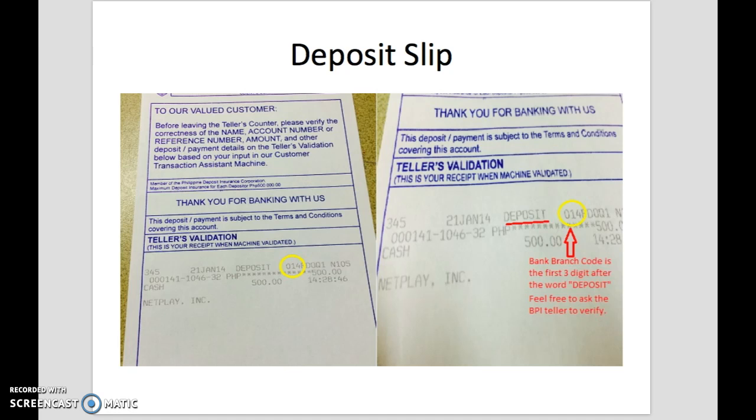If you've ever gone to a bank and tried to deposit money for, let's say, your mom or to another person's account, the teller will issue you this one, and that will serve as proof that you actually have put in money to, let's say, Netplay Inc. Okay.